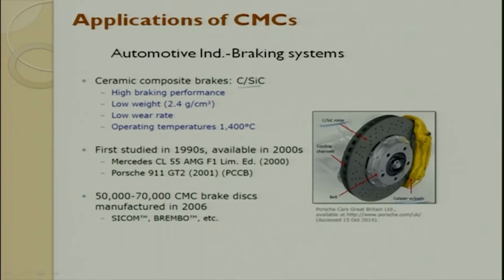So, carbon with SiC. High braking performance, the weight goes down, the wear goes down, and the temperature at which it is operating goes very high, up to 1400 degrees Celsius, and nothing happens. The first study started in 1990 and it is available from 2000. It has been introduced in Mercedes and Porsche cars. There were 50,000 to 70,000 ceramic matrix composite brake discs manufactured in 2006 by these two companies.